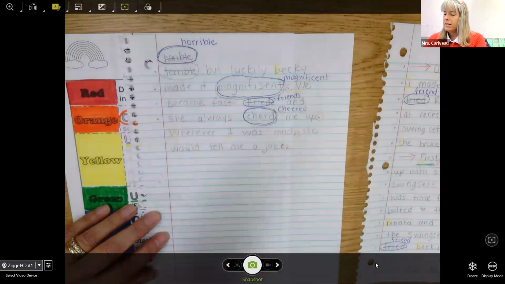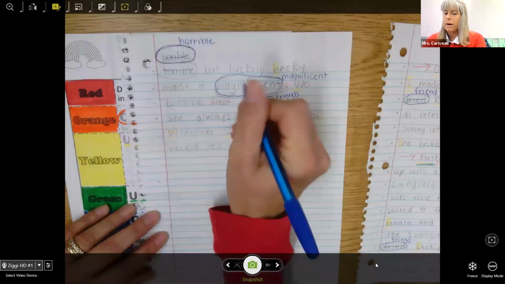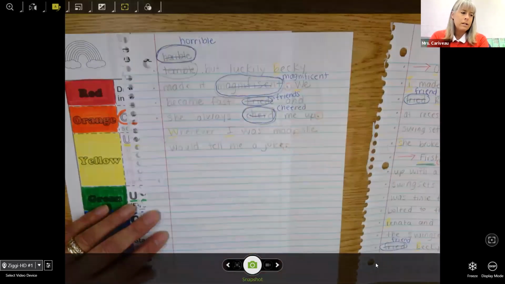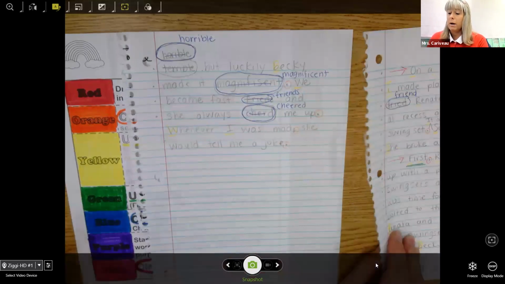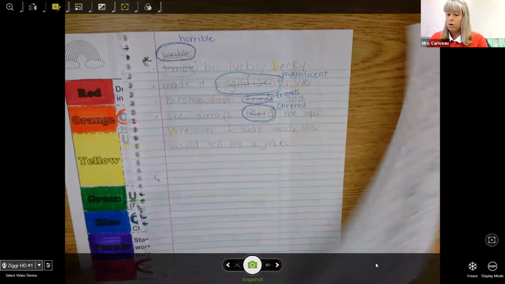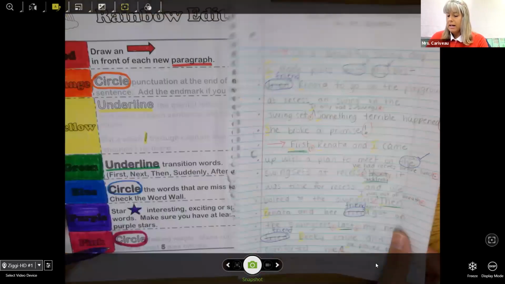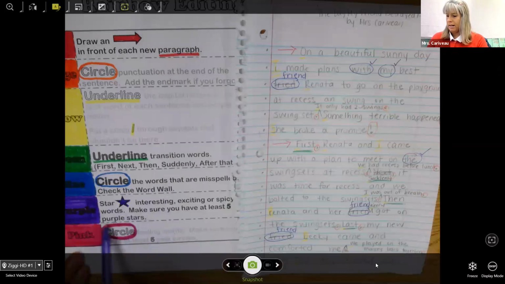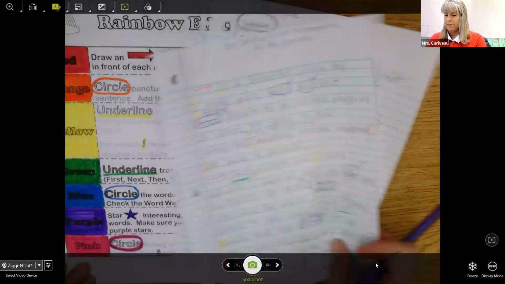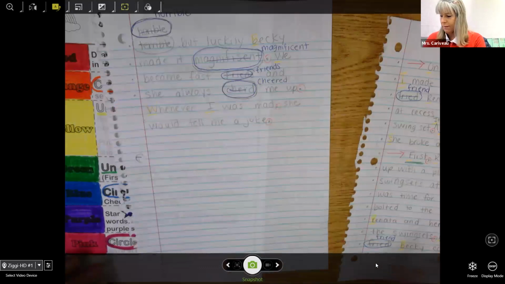So I have to fix those words and make sure I spell them correctly so that when it's time to do my publishing, I don't have to worry about it. When I get to my publishing stage, all my hard work is done and it's easy. Now I get to star my interesting and exciting words. Remember my interesting and exciting words? I try to do 5, but sometimes my story doesn't exactly have 5.